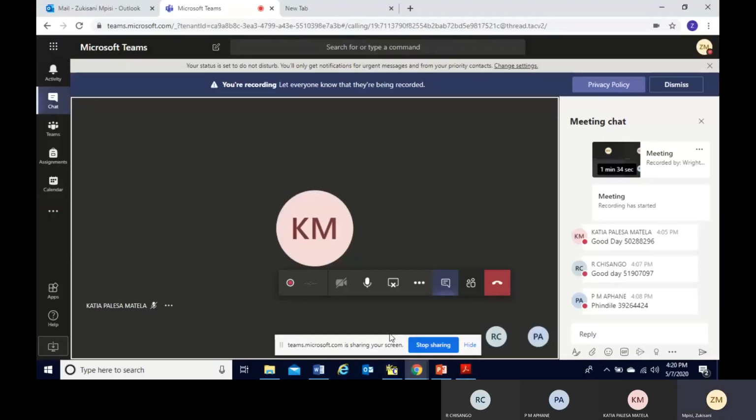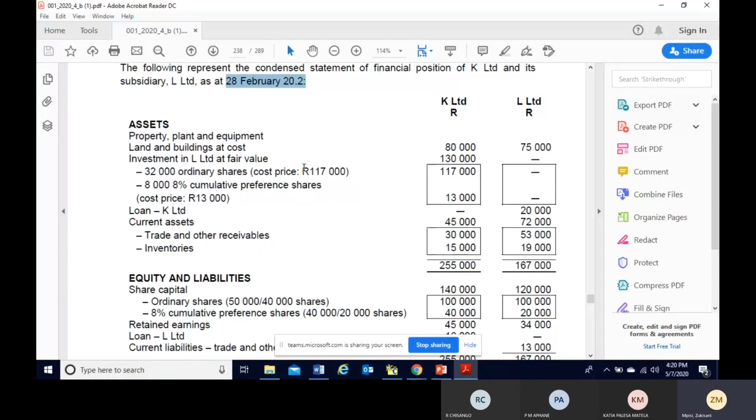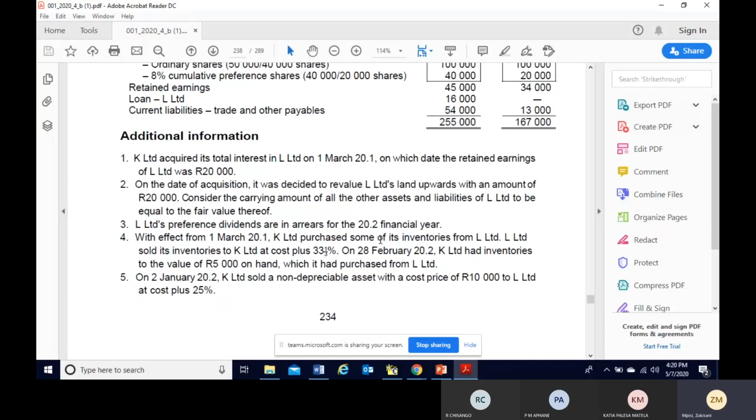And in question 1, we are told that the following represent the condensed statement of financial position of K Ltd and its subsidiary L Ltd as at 28 February 20.2. So it's always important for you to note the dates, which means that the beginning of this financial year starts on 1 March 20.1. So you've got your assets, equity, and liabilities for K and L Ltd. You've got additional information, which we'll come to now.